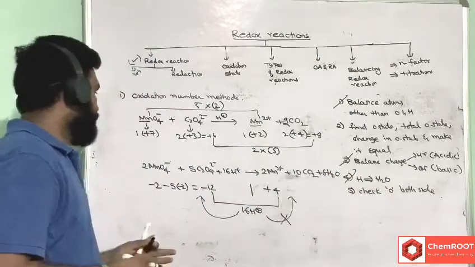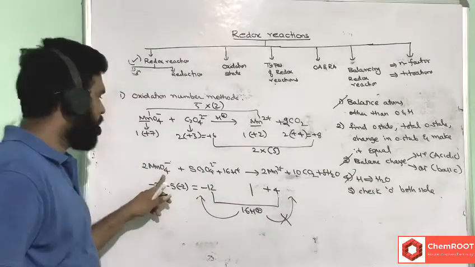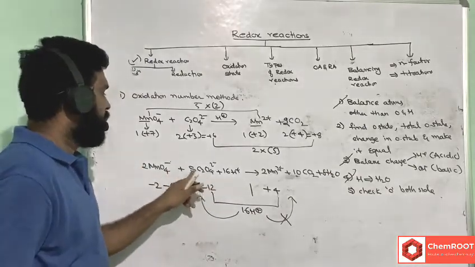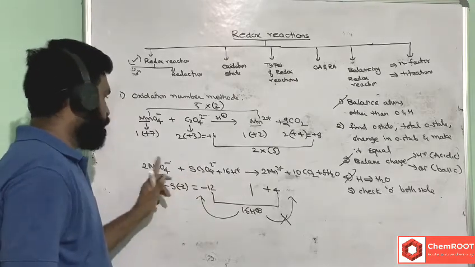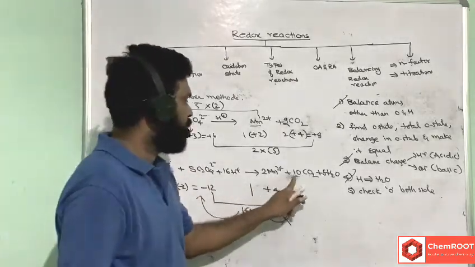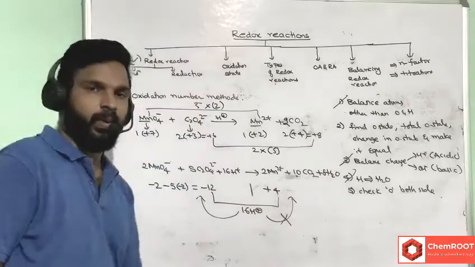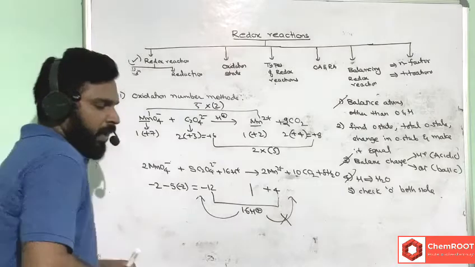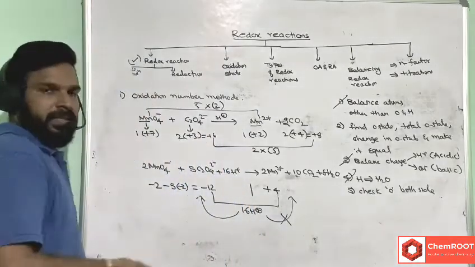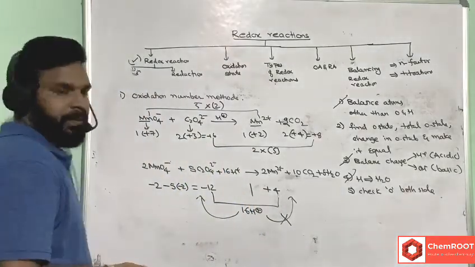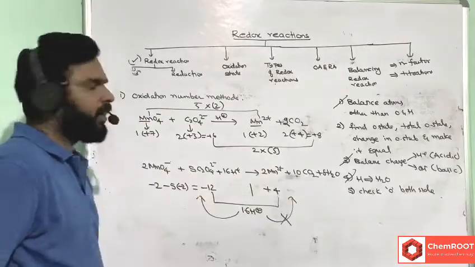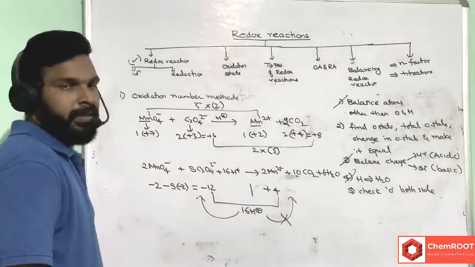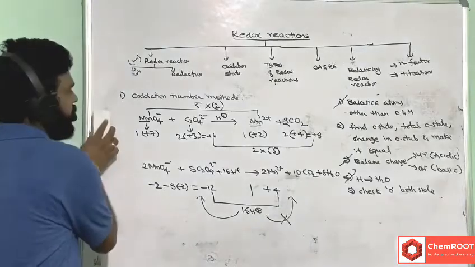Now check whether it is balanced or not. 2 4s are 8 and 5 4s are 20. So 28 oxygens are there. 20 plus 8, 28 oxygens will be there. So this reaction is balanced. And in this way we can balance easily. You have to keep these points in mind and do the process fast. Then time will not be wasted.